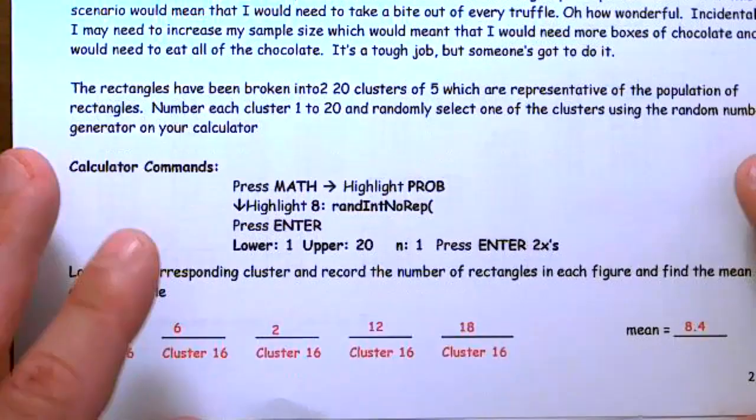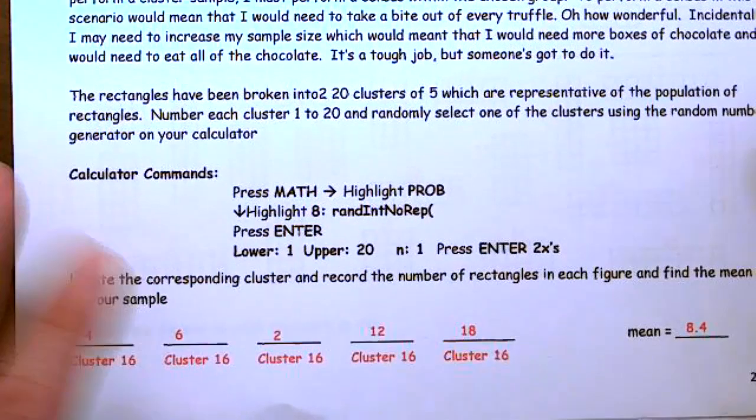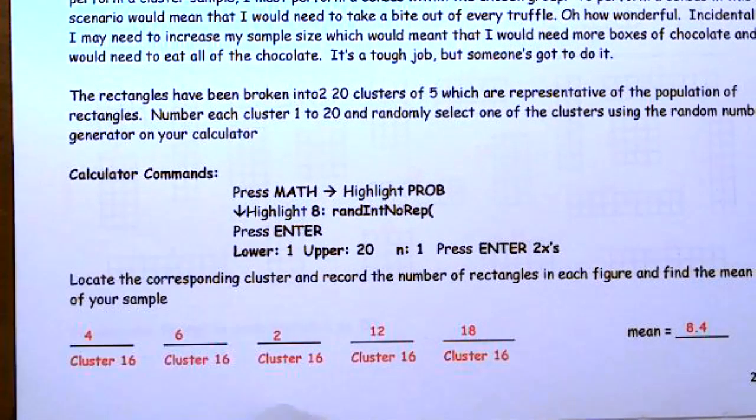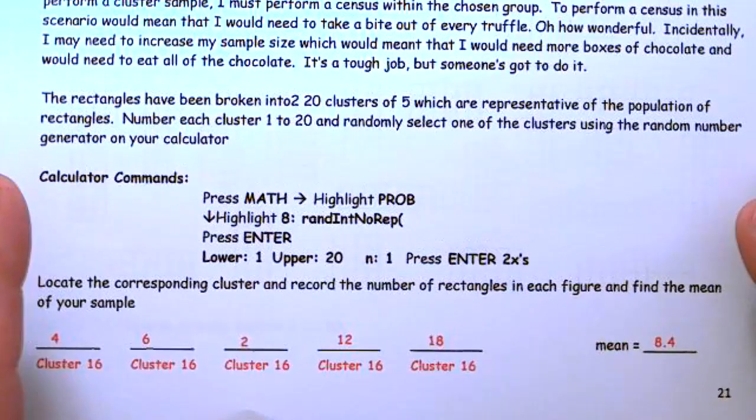Pretty decent cluster. Once again, clusters look like a little microcosm of the population. They usually aren't that good for humans, but they work well for other things. And once again, you randomly select a cluster that looks like the population, then you conduct a census. I said that word. We randomly select a cluster, then we survey everything in it, and surveying everything in it is a census. All right, so that's a cluster sample.